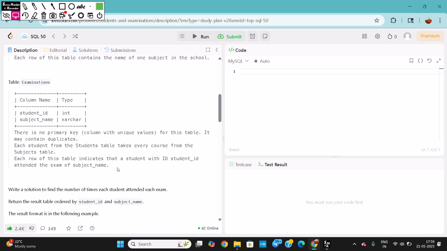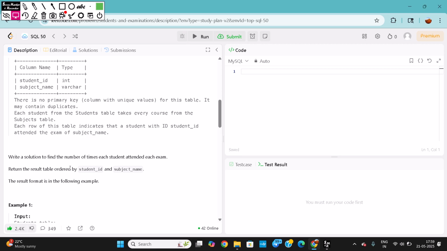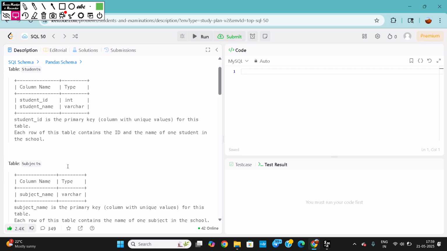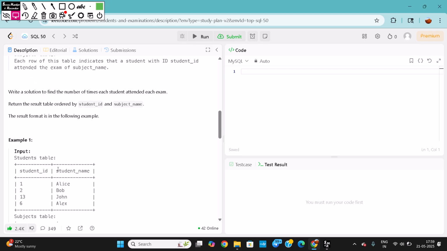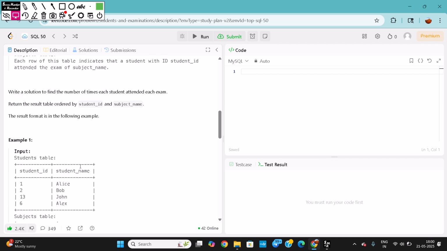So here they are asking us to write a solution to find the number of times each student attended each exam, and return the result table ordered by student id and subject name. So simply, what they are saying is, here we have the subjects with the subject name, and students with the student ID and student name, and their examinations. So each subject is taken by every student. If we see the problem first, then we can understand that very well.